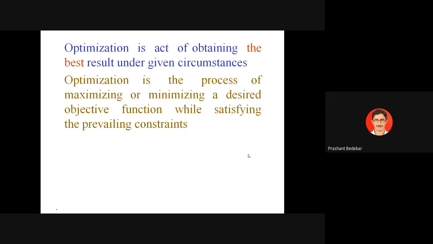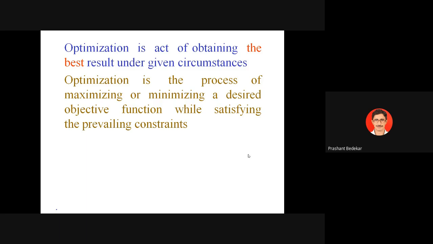Whether the objective function is to be maximized or minimized depends upon what that objective function is representing. If it is representing, say, the efficiency of a machine, definitely we will try to maximize. If I have written an objective function which is representing the transmission loss, definitely I will try to minimize. So it depends on what that objective function is representing, whether it is to be minimized or to be maximized. Accordingly, we decide.